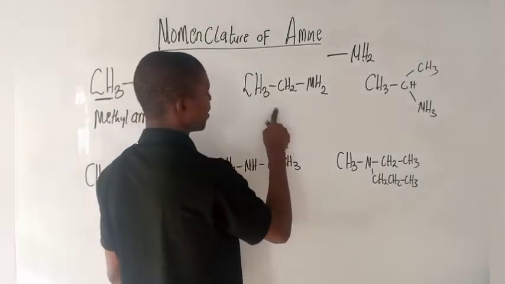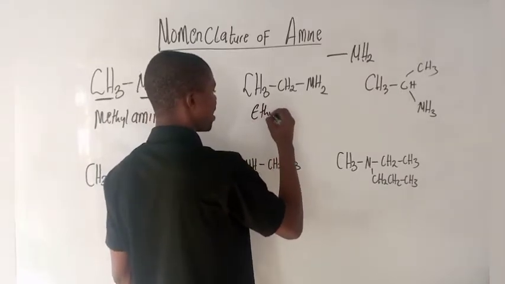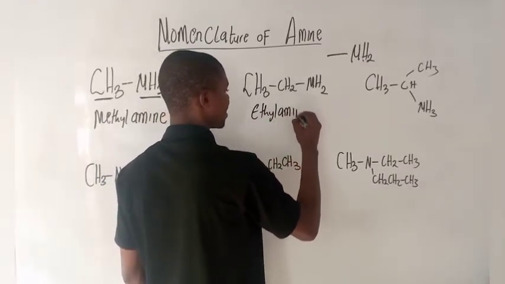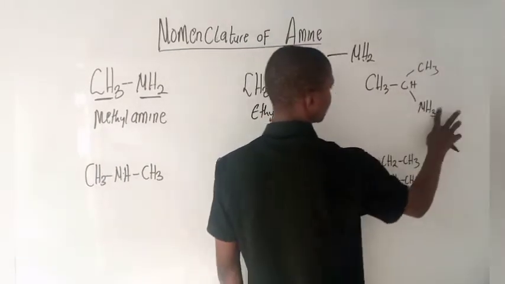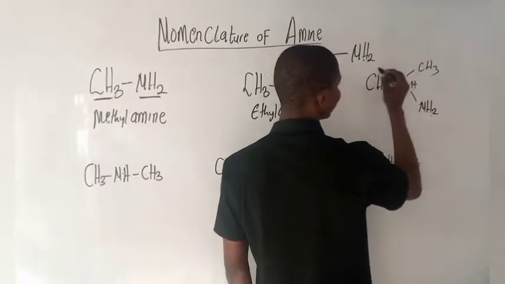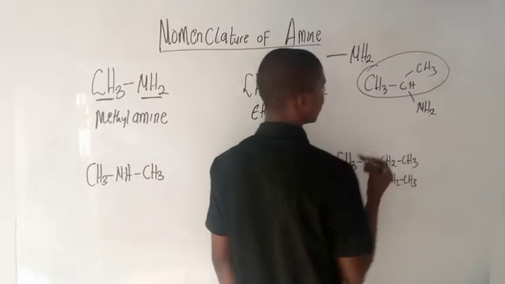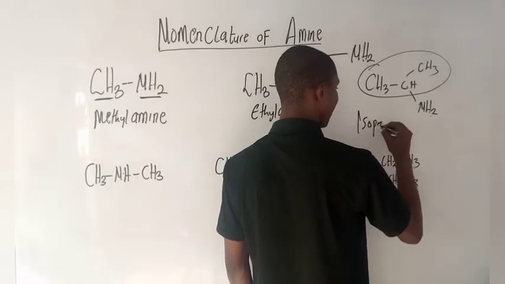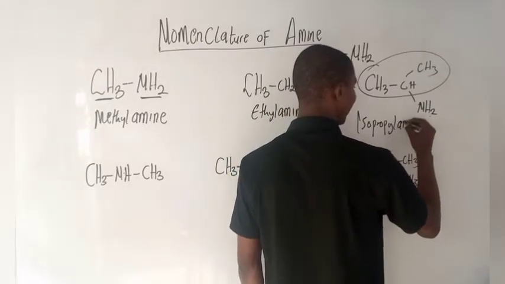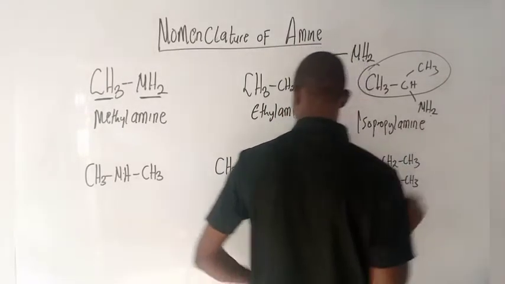Same thing here: this group is called ethyl, so it's going to be ethyl amine. As easy as that. When you look at this other one, the name of this group is isopropyl, so it's going to be isopropyl amine, as easy as that.